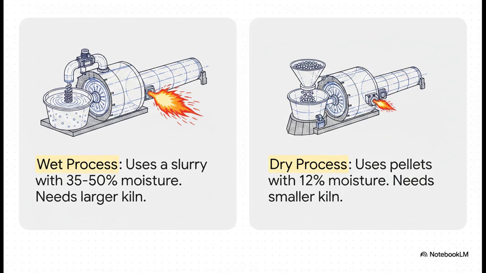On the other side, we have the modern dry process. Here, materials are formed into pellets with only about 12% moisture. You get to use a smaller kiln, and it requires significantly less fuel, making it far, far more economical. The catch? Well, it's a lot harder to perfectly mix dry powders than it is a wet slurry. But because of that energy savings, today, the highly efficient dry process absolutely dominates modern production.